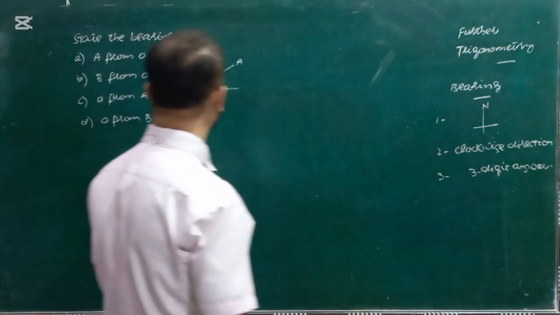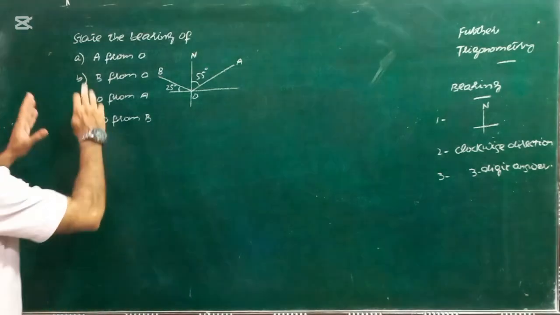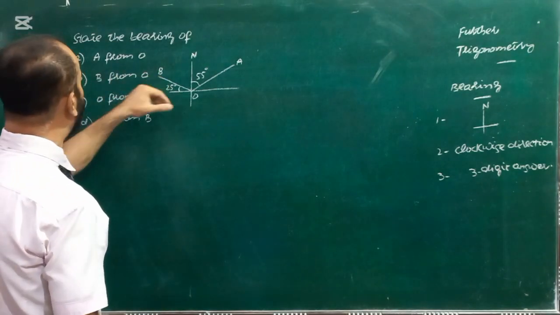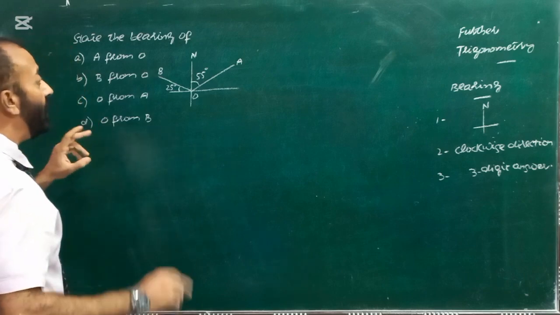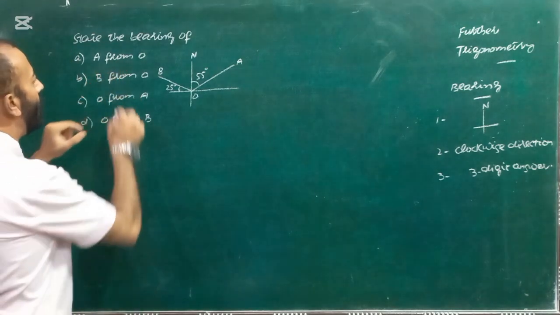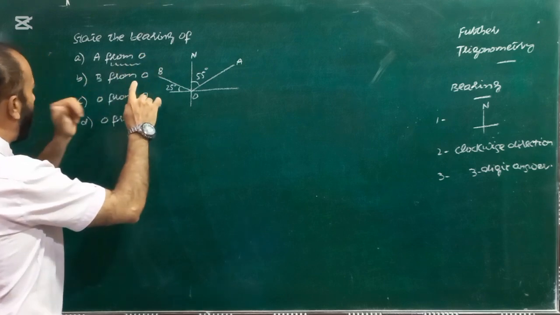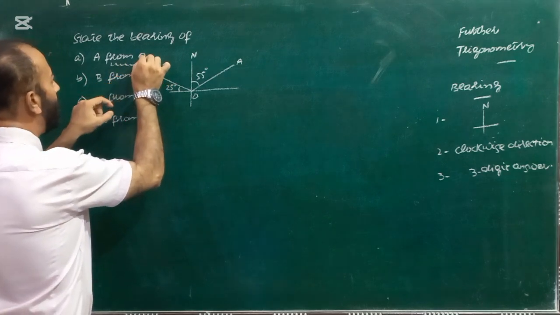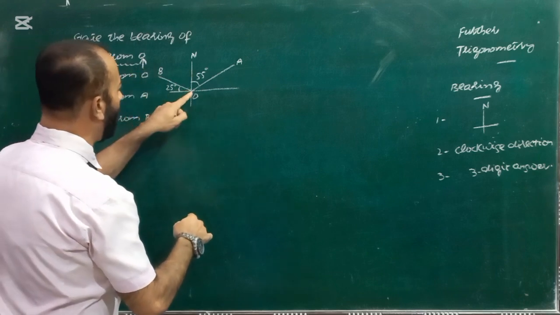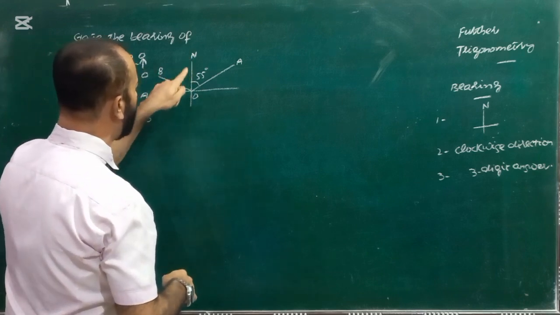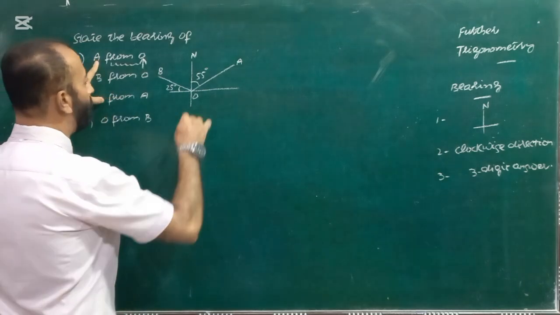So look now, here is a question that will make your concepts more clear about the topic. The statement is, state the bearing of A from O. Be very careful with "from O". Whatever is written after "from", at that point the north direction should be drawn. So at O, the north direction is already drawn, and A's bearing is required.